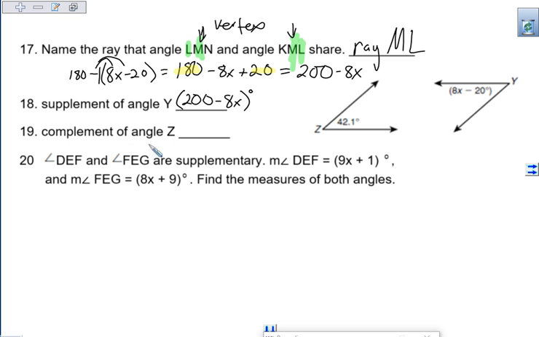The next step, complement of angle Z. What's complement mean? Subtracting from 90, and we're going to subtract that 42.1 from 90, which gets us 47.9 degrees.